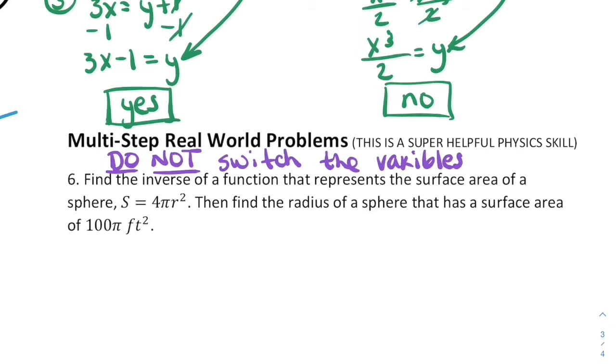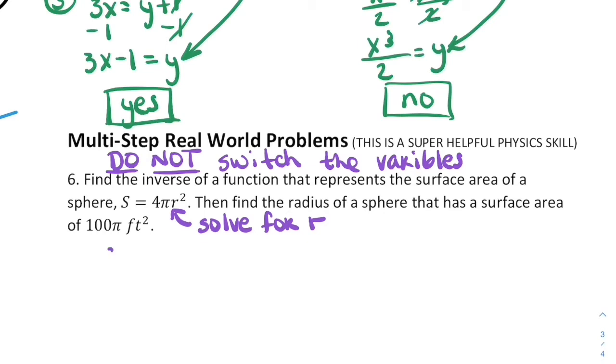We want to find the inverse function that represents the surface area of a sphere. So surface area of a sphere, S, is equal to 4 pi r squared. So think about that for a second. If you switched around the r and the s, then suddenly r would stand for surface area and s would stand for radius, and that doesn't make sense. Don't switch the variables. But what we are going to be doing is solving for r. So we want to solve for r. Why do we want to solve for r? Because we want to find out what r is when we have an s value, a surface area of 100 pi feet squared. So let's go ahead and take a look at that.